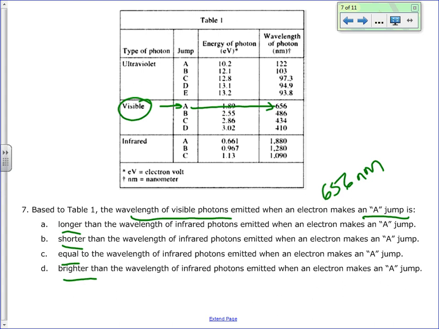Okay. And I eliminated A, longer. Well, what number are you comparing it to? All of your answer choices are the same. I'm comparing it to infrared A. Good. So we're looking at the wavelength of infrared A. So infrared A wavelength is which number? 1,880. Nice. So is 656 longer than that, shorter than that, equal to that, or brighter than that? Shorter. Shorter than that. Fantastic.